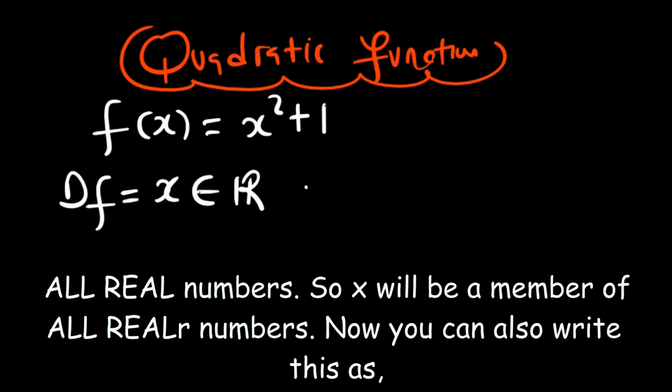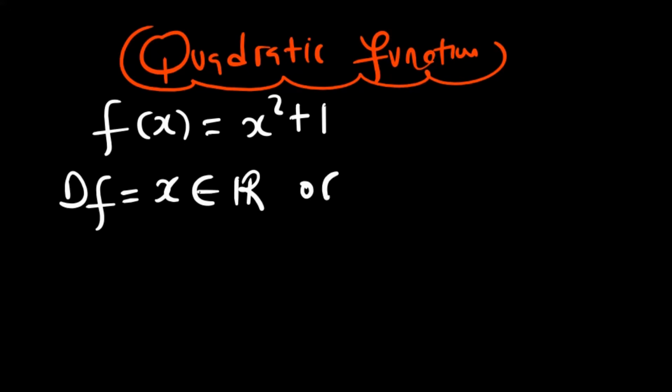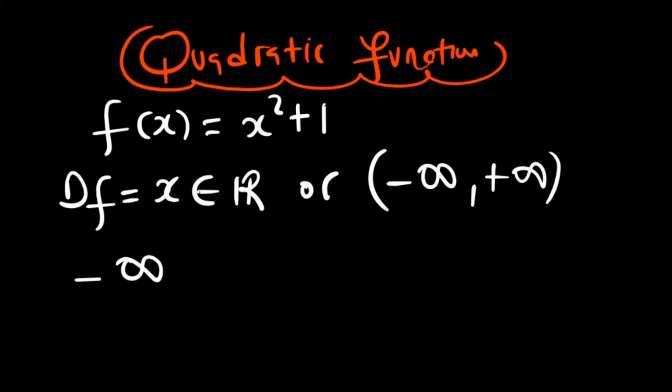Now you can also write this as, because it's all real numbers, you don't know where they're starting, you don't know where they're ending. So that is from -infinity to +infinity. You can put it like that as the domain. Or you can also put it, x is greater than -infinity, and x is less than +infinity. You can also put the domain like that, however you want it.